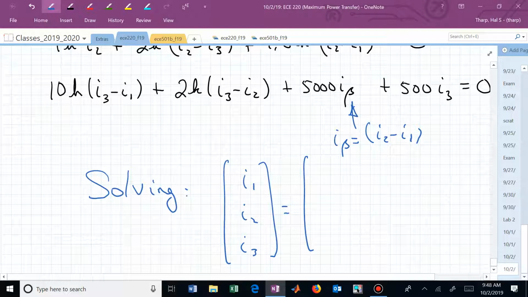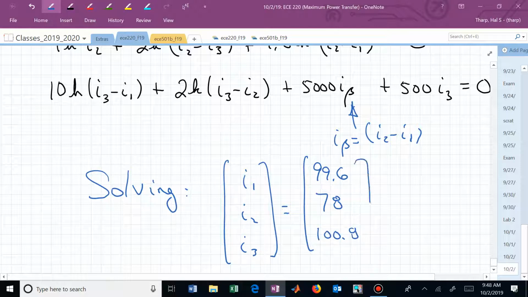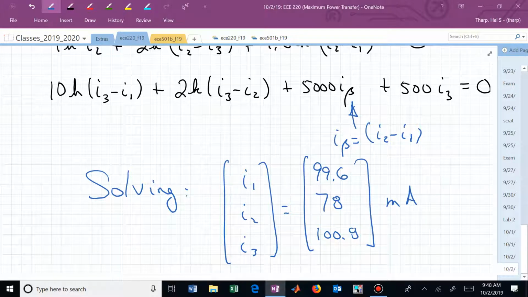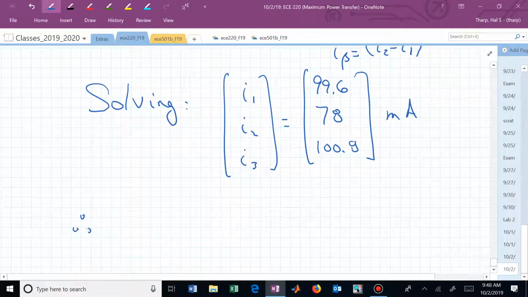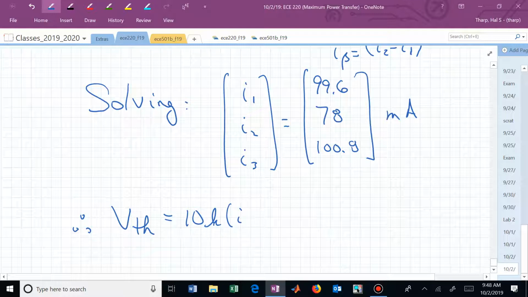That ends up being 99.6, 78, and 100.8 milliamps. So that now we have enough information to find VThevenin. VThevenin was the 10K times I1 minus I3. Plugging all of that in, we end up with minus 12 volts.